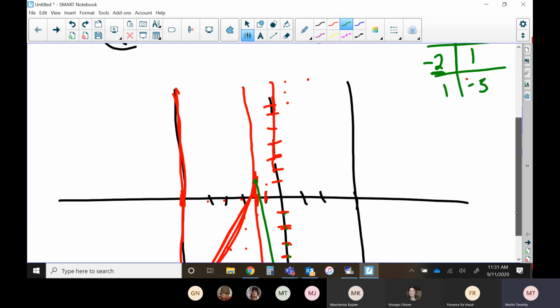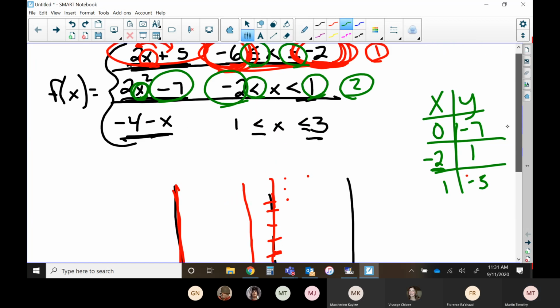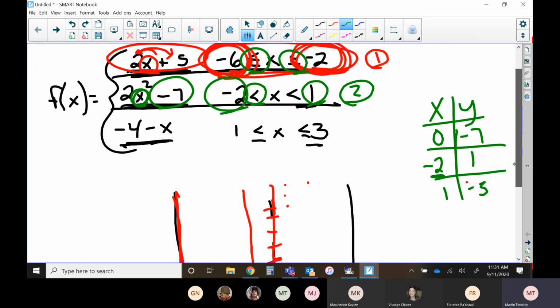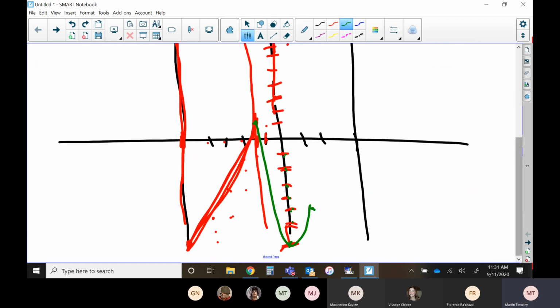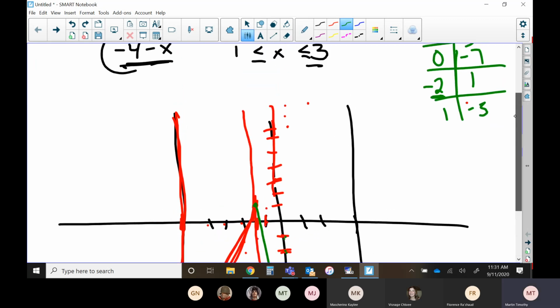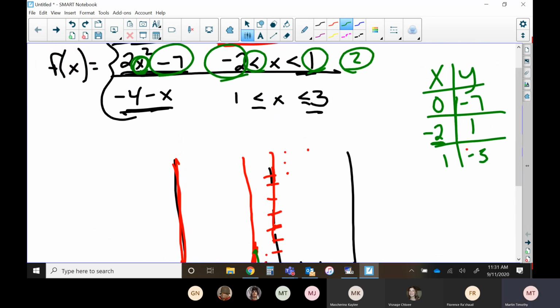Now, what do I know about this one, though? It's not equal to, so what do I need to do for right now? Now, what can happen to that open circle? If the other one starts there, it can close it in, but it might not, so we leave it open for right now. Does that make sense? All right.